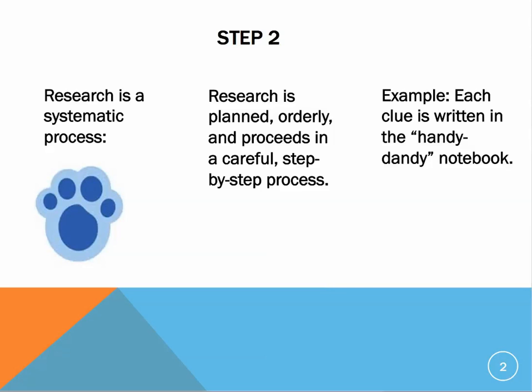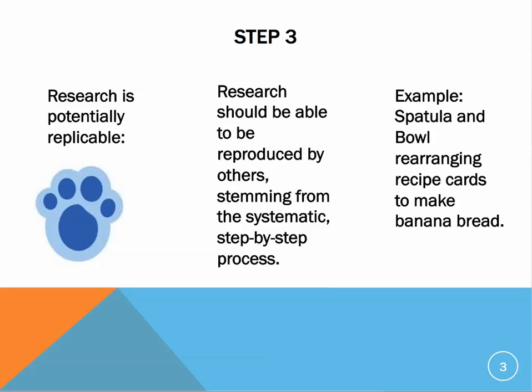And of course, in Blues Clues, Steve writes everything in the handy-dandy notebook so that he doesn't forget anything, he doesn't miss it. And so we're going to have to do this in a very careful, orderly process as well. Step 3, research is potentially replicable. So this idea is that someone else could follow the same steps that you did and have similar results.